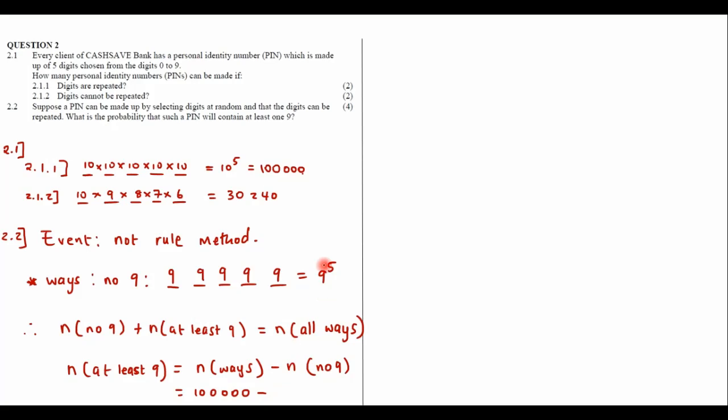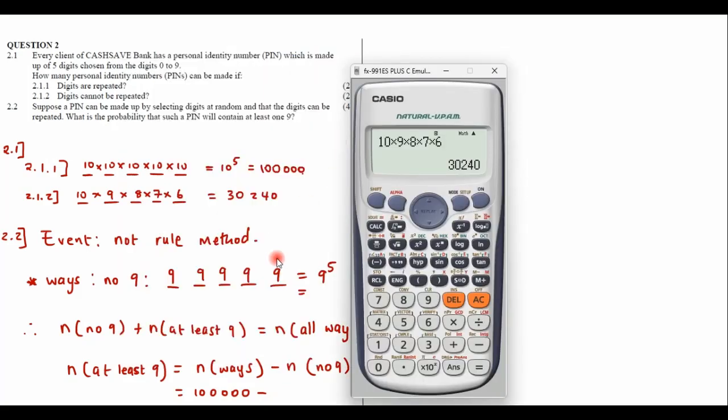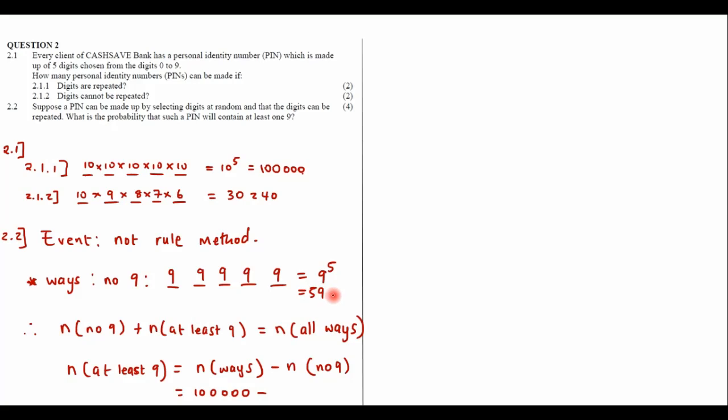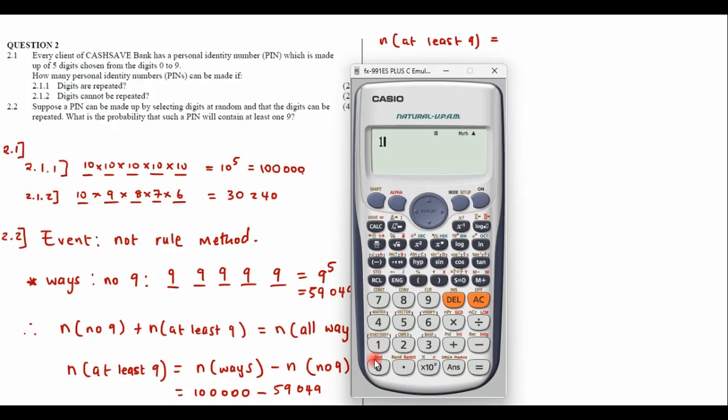In this case it will be 100,000 minus 9 to the power 5. Here we didn't work out what 9 to the power 5 is. So 9 to the power 5 gives you 59,049. So we're going to subtract 59,049. Let me write it at the top: the total where there is at least one 9 will then be 100,000 minus 59,049.